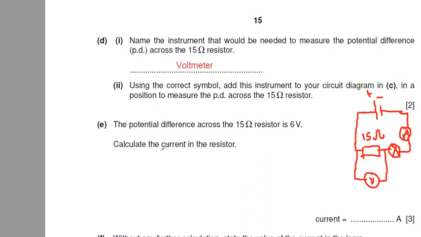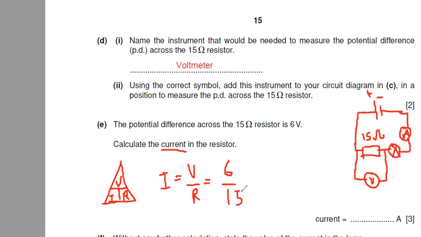Now this is a very straightforward question: the current in the circuit. What you have here is Ohm's law, with I and R. So he needs the current. Current is equal to V over R. So it will be 6 over 15. So at last it will be 0.4 amperes.